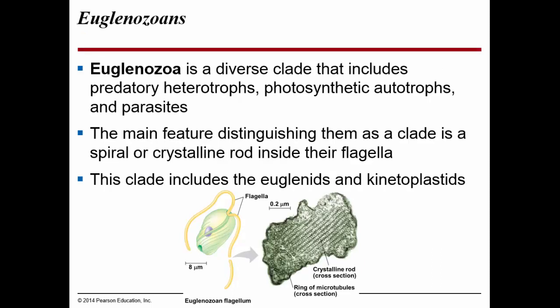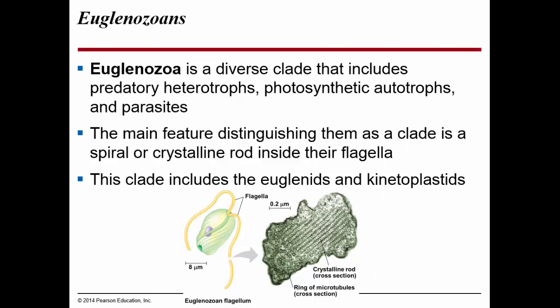Also within the excavata is a group called the euglenozoa. Okay, so this includes some organisms that you may be familiar with and that we'll also be observing in the lab. Okay, the euglenids are an interesting group of organisms that carry out photosynthesis, and they also consume other organisms, making them both heterotrophs and autotrophs. And so we could describe them as mixotrophs. That's a term that describes organisms that are both autotrophic and heterotrophic.